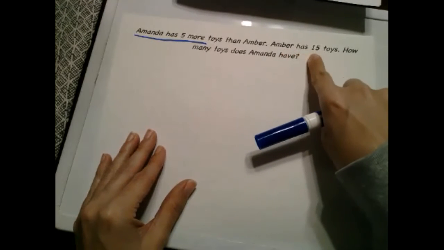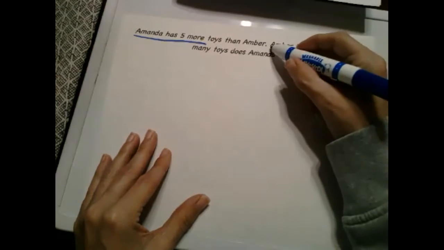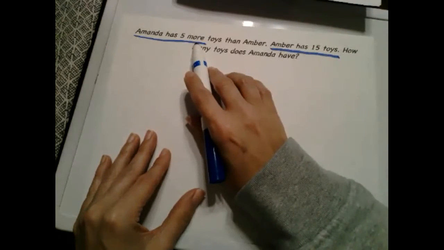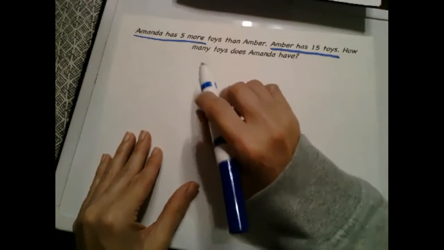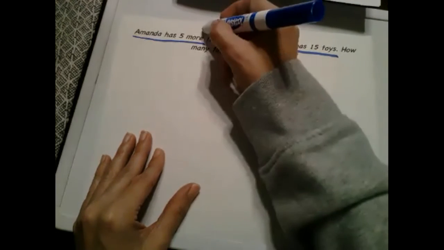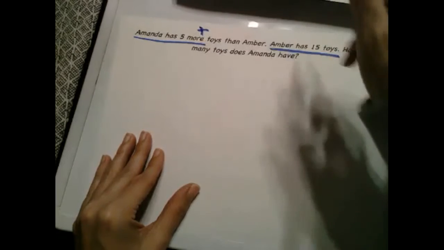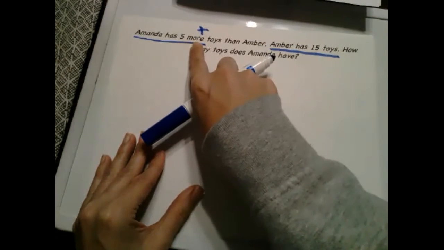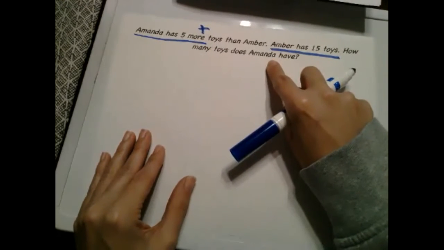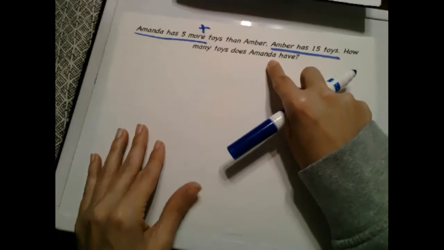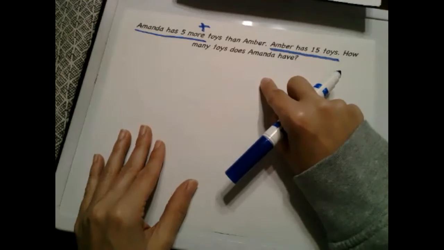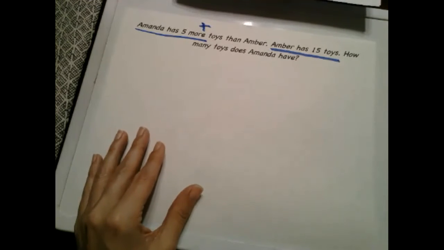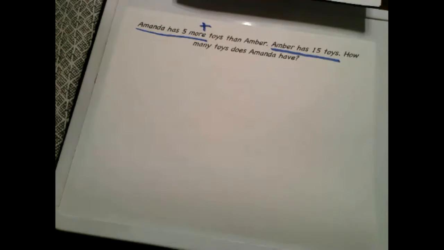Amber has 15 toys. So we know that Amber has 15 toys, but Amanda has 5 more. So am I going to be adding or subtracting? That's right, I would be adding. So if I know how much this person has, and I know that this person has 5 more, how can I figure out how many Amanda has? On your paper, go ahead and show me what equation and model you would use to help you solve this. Hit pause, and when you're ready, hit play.